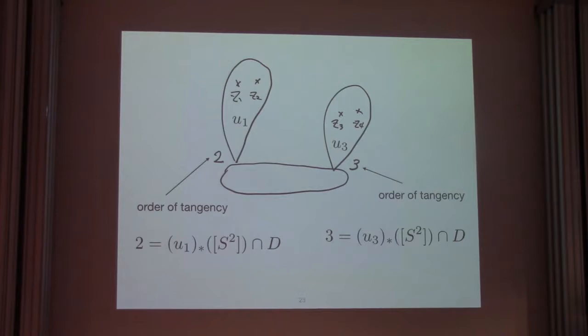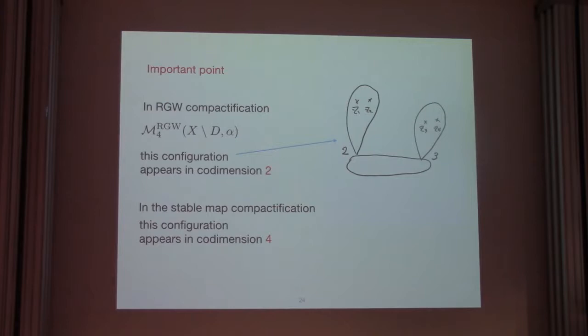Okay. So now, one important point I want to make here is that if you consider the usual stable map compactification, this one appears in codimension 4. Because in the stable map compactification, the codimension of the stratum is just twice the number of double points. So if you have this kind of configuration, you have k double points, and at each double point, you have two degrees of freedom to resolve this. You have two dimensions, so you have 2k. And this has a double singular point. So in the usual stable map compactification, this happens in codimension 4. But in our radical Witten compactification, actually this has codimension 2, you will see later.